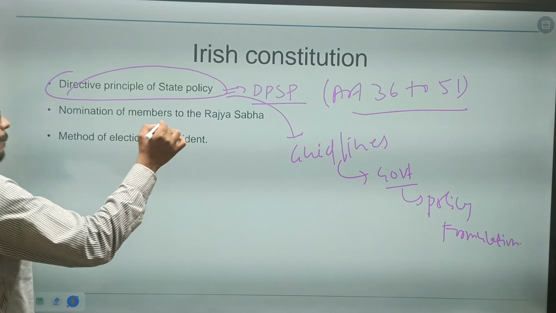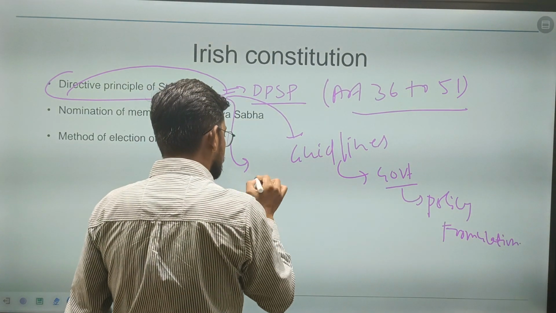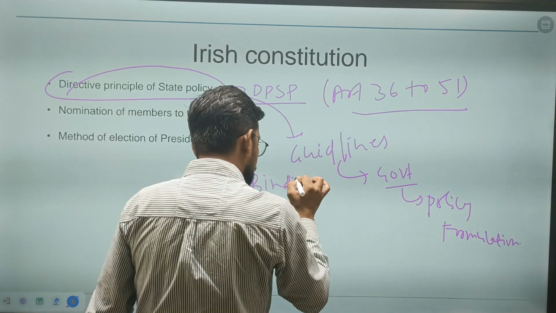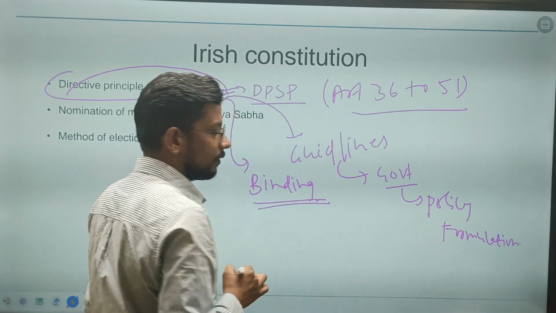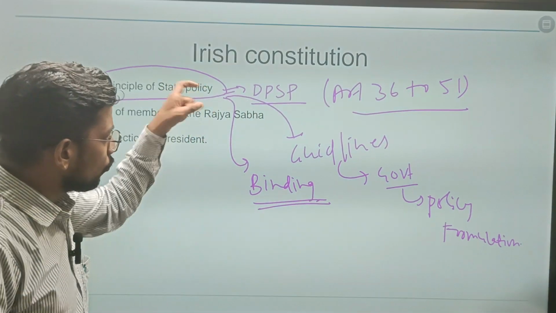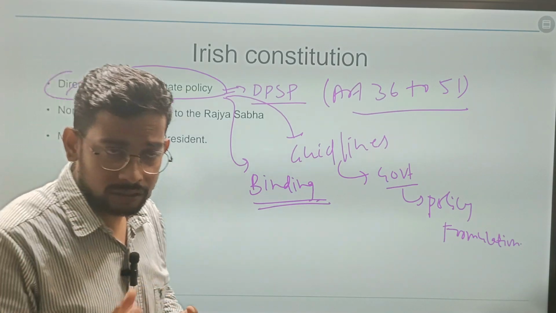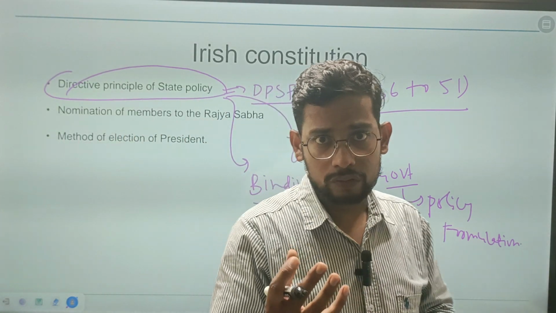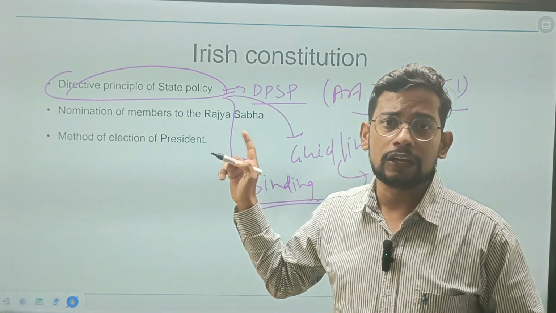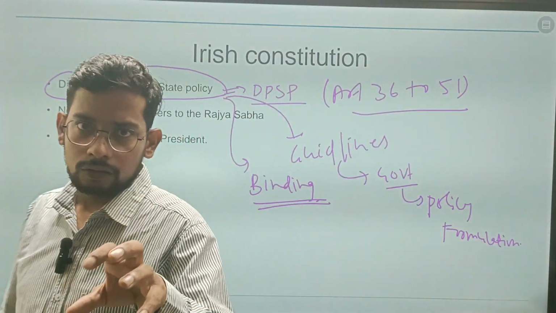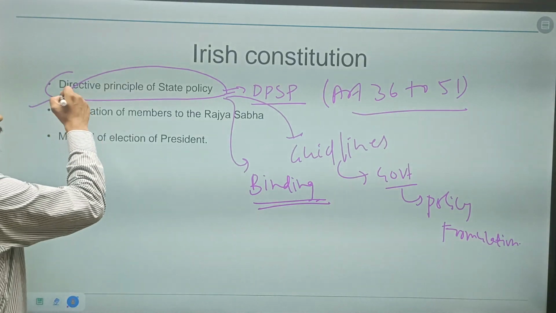They are not binding on the government. Remember this. They are not binding. You cannot force parliament, you cannot force government to follow or to implement DPSPs because of the resource crunch. Government is having a resource crunch, and they are having economic features, so we cannot force our government for doing that. But we have taken this from Ireland.